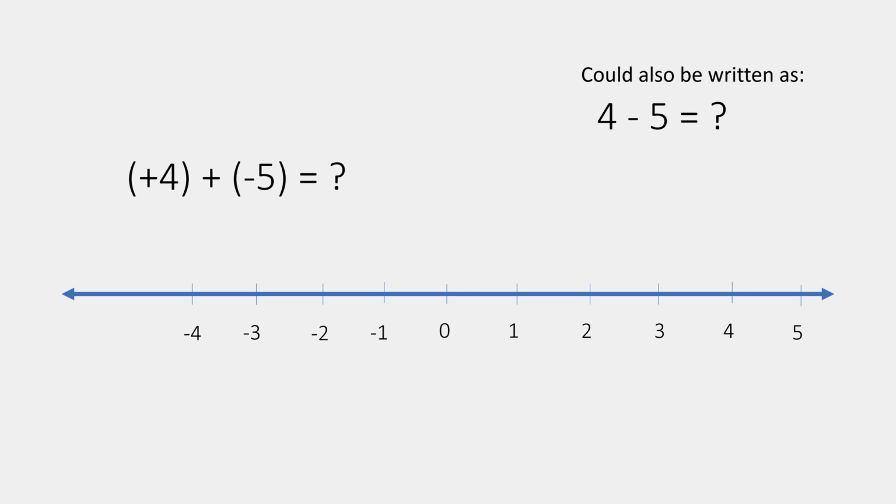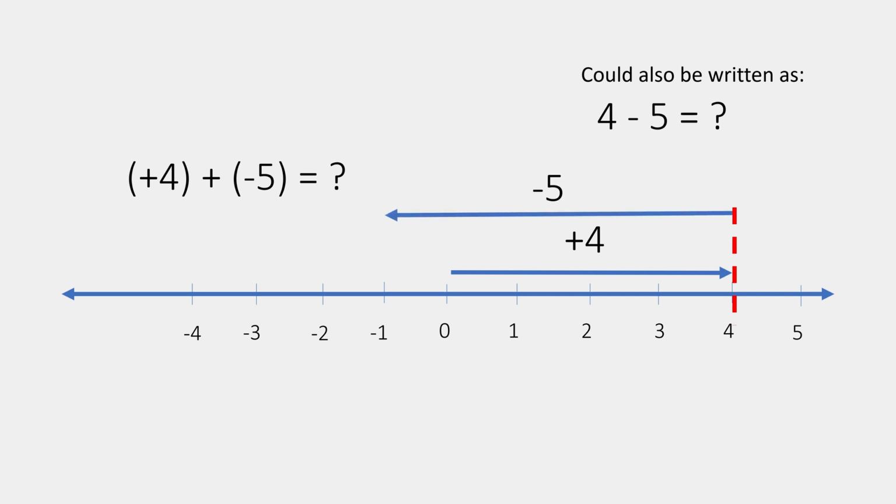Here we have a positive 4 plus a negative 5 equals what? Let's start with the 4. Positive numbers always go to the right, so we will draw an arrow 4 spaces. Then we have a plus a negative. Now negatives go to the left, so we will start from the positive 4 and we will go back 5 spaces to the left, and now it ends on negative 1. Positive 4 plus a negative 5, the answer is negative 1.